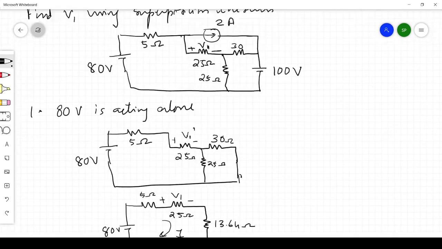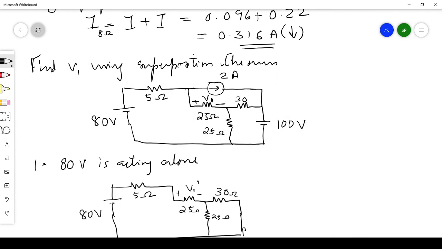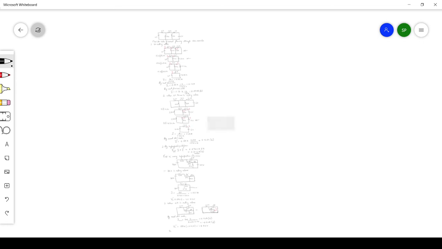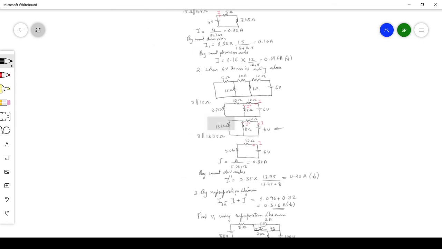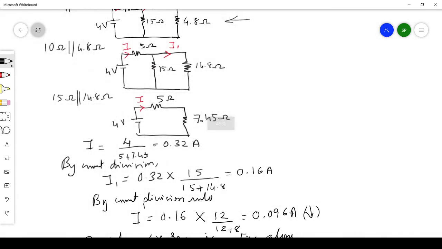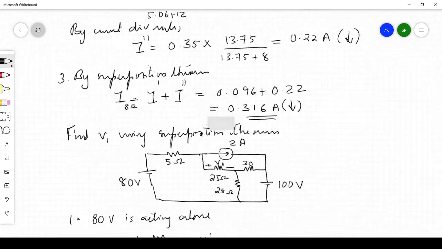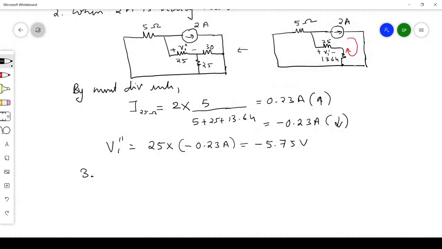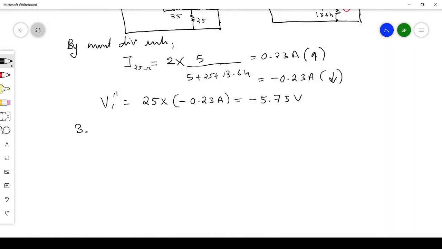We have already seen 80 volt, 2 ampere and 100 volt. With that we found the voltage across this 25 ohm, V1 dash, when 80 volt was acting alone. Then we found V1 double dash when, sorry, not 100 volt, 2 ampere was acting. Now the third one is when the 100 volt source is acting alone.